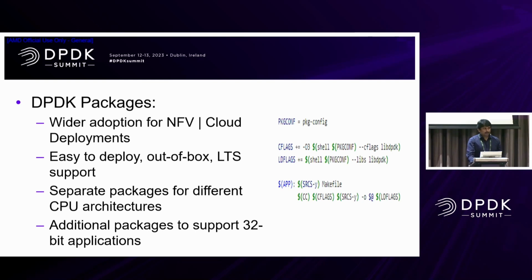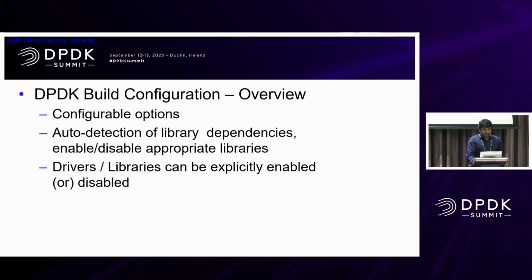There are different types of packages supported by different distros. These packages are classified for different operating systems and different architectures, for both 32-bit and 64-bit applications. As I said, if I want to get going with DPDK and build an application, I can just get the DPDK package from the package manager, specify the package config path, and link my application. I can go straight away.